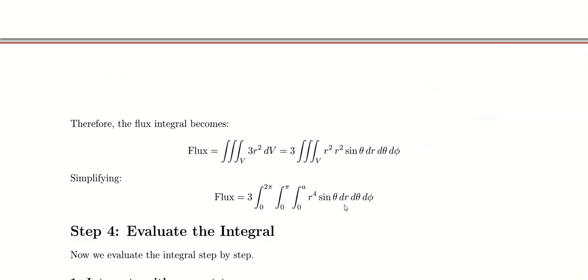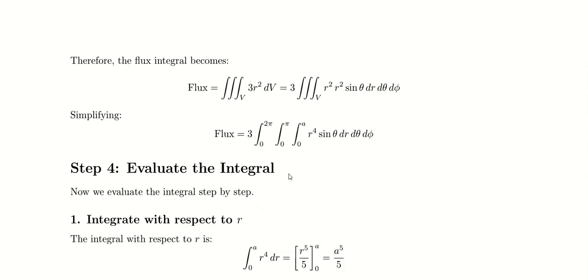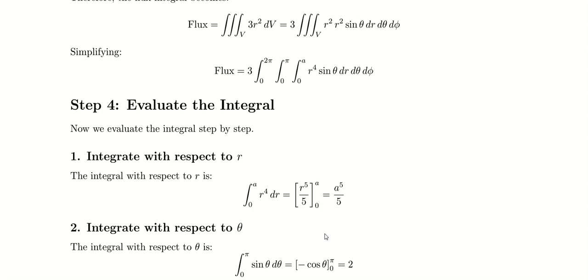Okay, so then we just plug it in. So we have r² times r² sin θ dr dθ dφ. The 3 comes outside, and then we just plug in the limits. So we start off with r. r goes from 0 to a. Integrate r to the fourth, you get r to the fifth over 5. Plug in a, plug in 0. You get a to the fifth over 5.